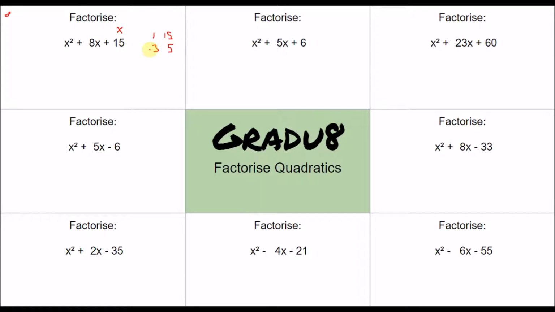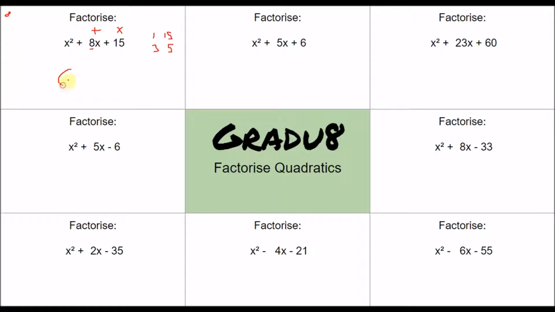What you need to do now is consult your list here, and then have a look to see which of these pairs of numbers add together to make this number here. So 1 and 15 is obviously going to give us 16, but 3 and 5 is going to give us 8. So let's just go through that. These two numbers here times together to make this, 3 times 5 is 15, and they add together to make this, because 3 add 5 is 8.